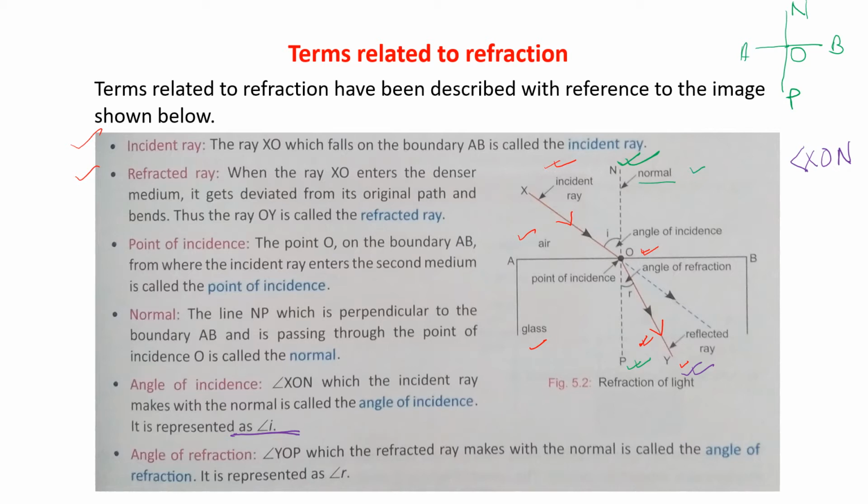So the angle between the refracted ray and the normal is angle YOP. This angle is known as angle of refraction and it is denoted by R. And XON is the angle of incidence and it is denoted by I. Is it okay?